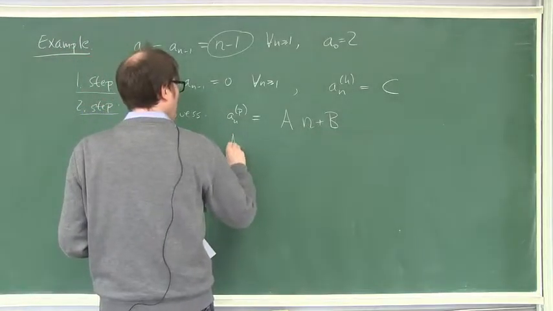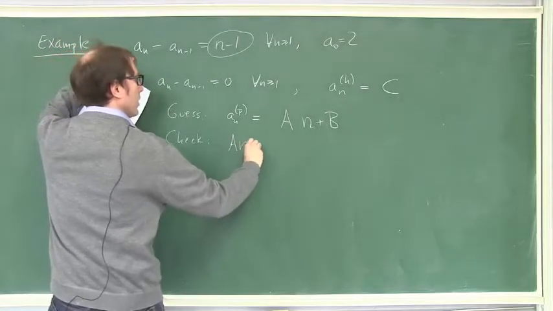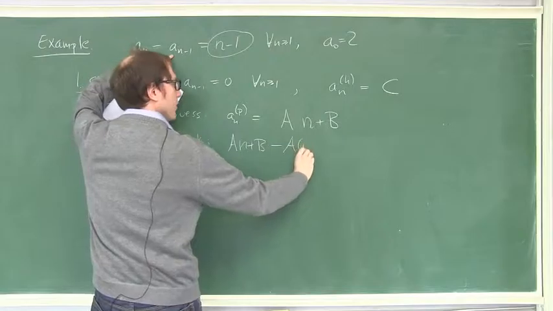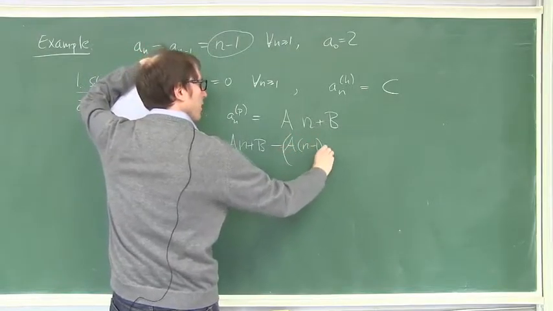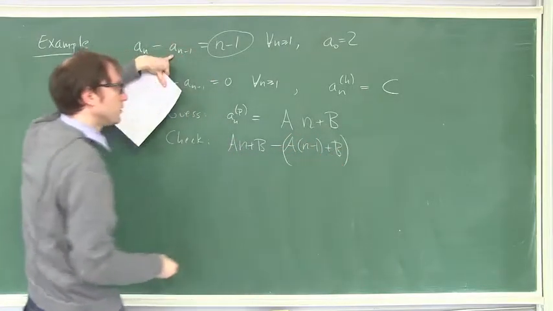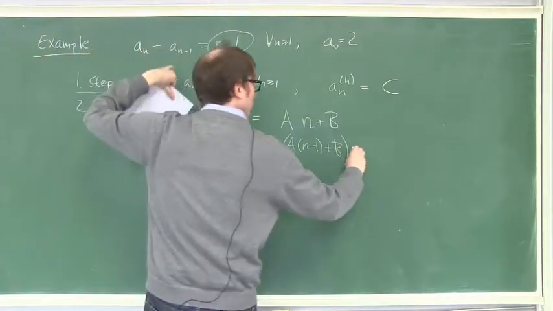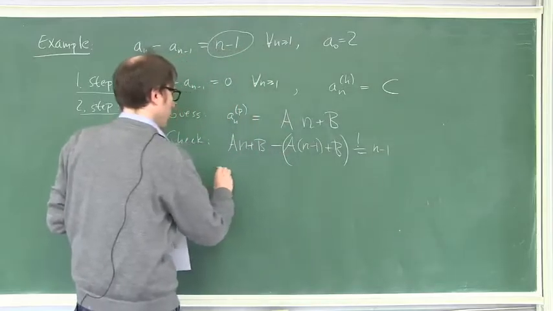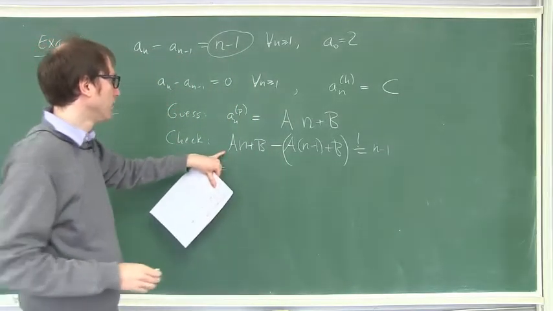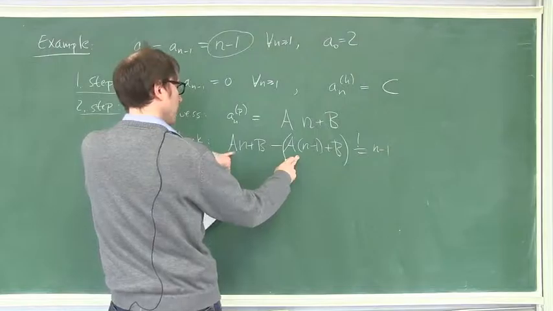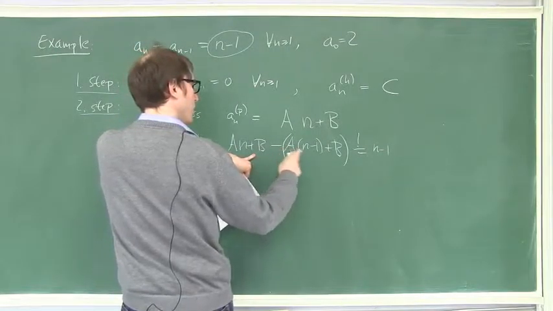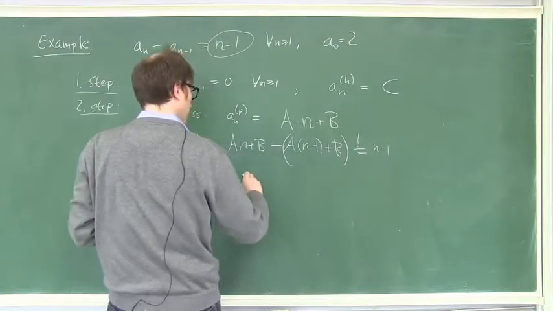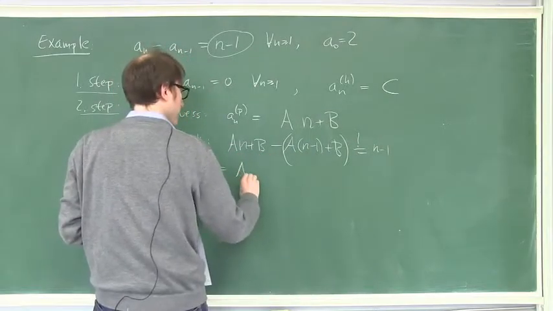So what will happen? We get an plus b minus a times (n minus 1) plus b should be equal to, well, it just should be equal to n minus 1. So let's simplify the left side. an minus an cancels, plus b minus b cancels, and we will get plus a. So the left side is just simply equal to a.